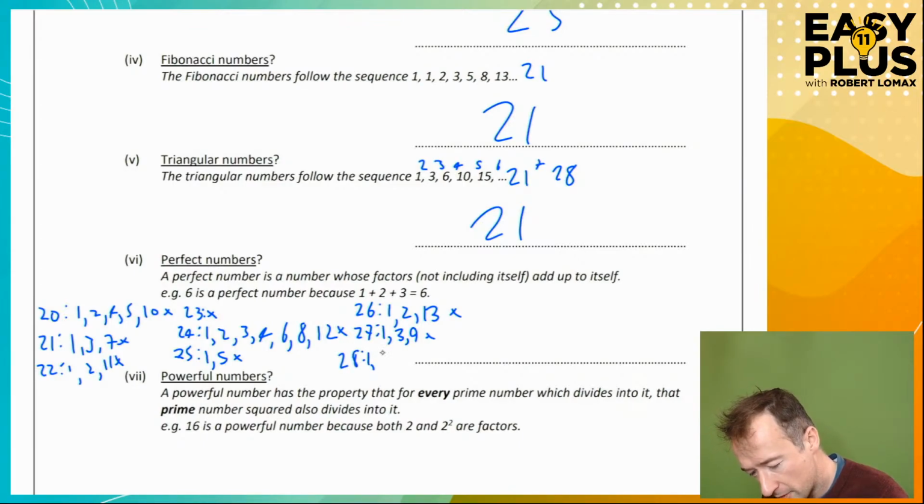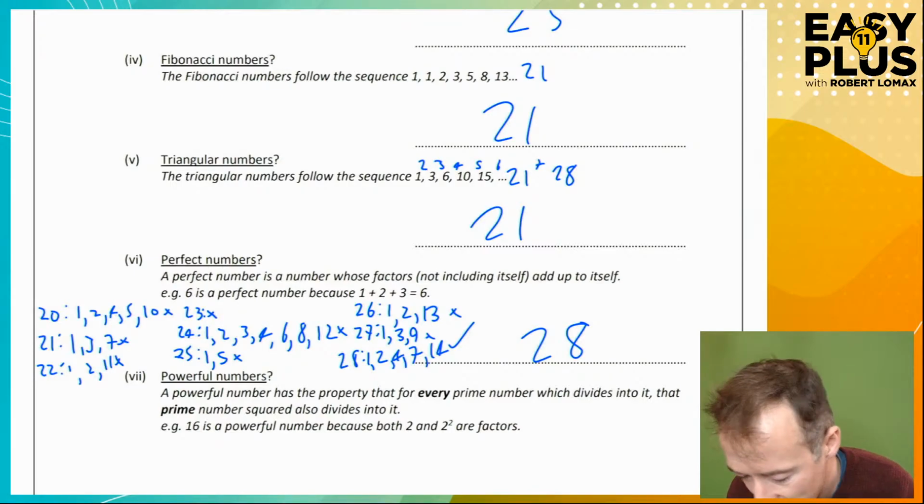Come on, come on. 1, 2, 3, 4 does. 4 does go in there. 5, 6, 7. Okay, 8 doesn't, 9 doesn't, 10 doesn't, 11 doesn't, 12, 14 does. So 1, 2, 3 plus 4 is 7, plus 7 is 14, plus 14 is 28. 28 is. Okay, so that's the one we're looking for. 28 is a perfect number.